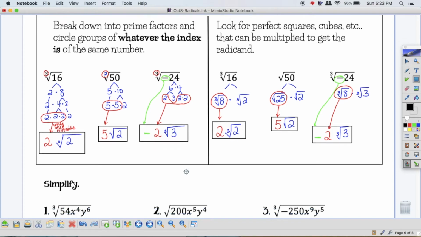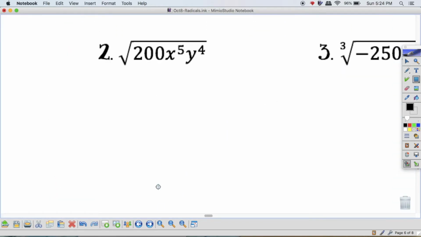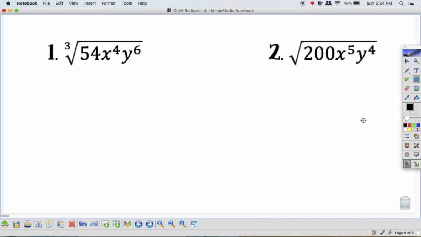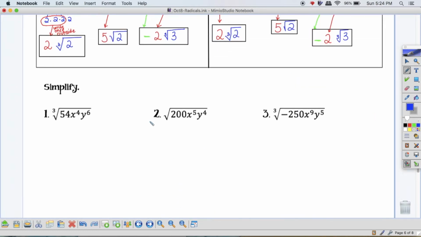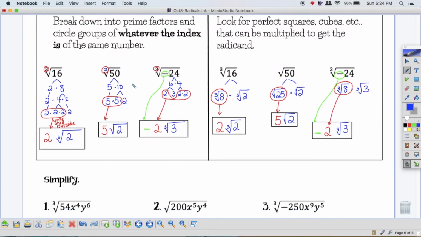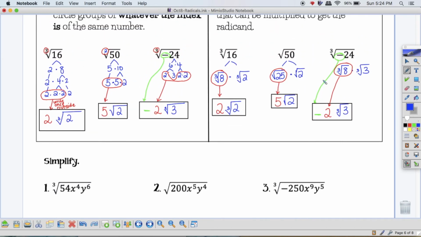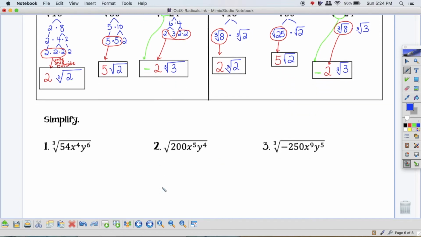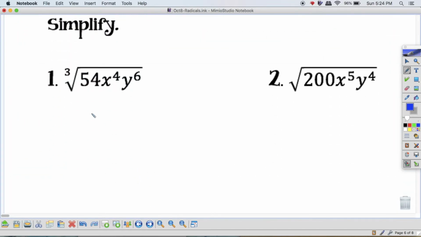Okay, now we're going to do some challenging ones. And I'm going to do number 1. I can break this down. I'm just going to do all of it using this method here. But if you want with the numbers, you can use this method as a shortcut. Okay, so this is the cube root. So I'm going to be looking for groups of 3. I'm going to break down the 54 as much as I can.